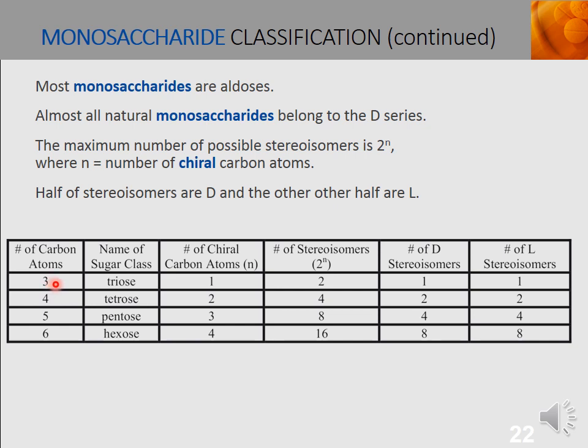Similarly, if there are 6 carbons, a hexose, and it contains 4 chiral centers, then there is the possibility of 16 stereoisomers. These questions are usually asked in interviews and in competitive examinations: how many stereoisomers are possible in sugar? If they ask all together, then there are 16. If they ask how many D stereoisomers are possible, then there are 8. How many L stereoisomers are possible? There are 8. So out of a total of 16 stereoisomers, 8 are D and 8 are L stereoisomers.